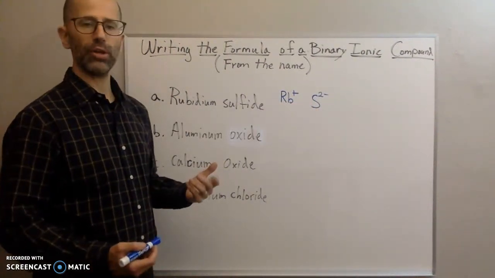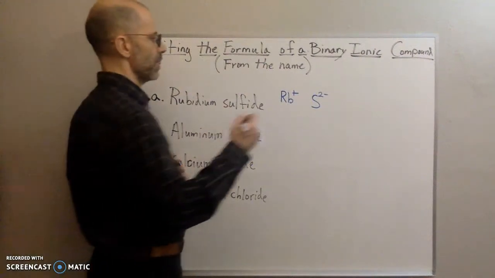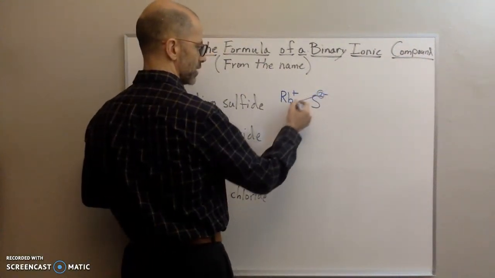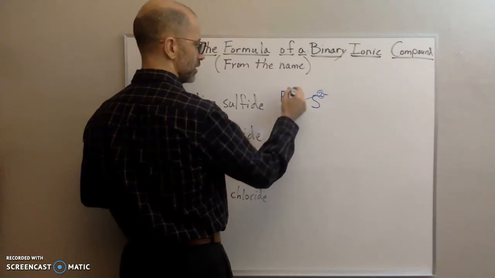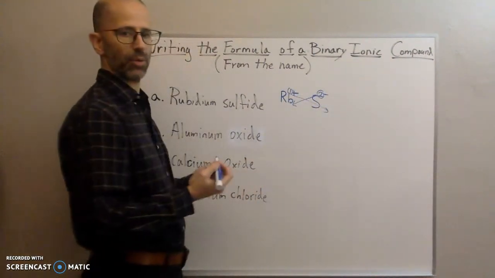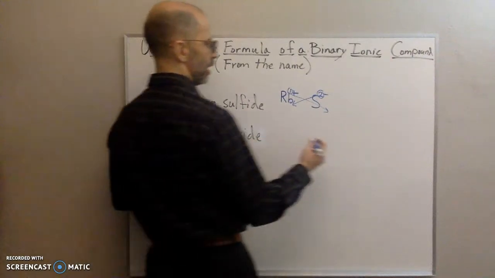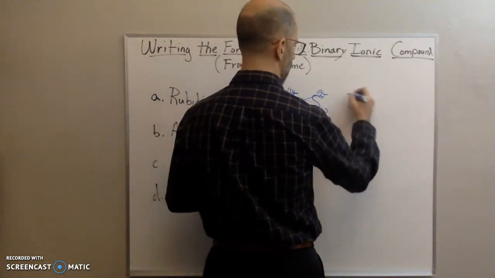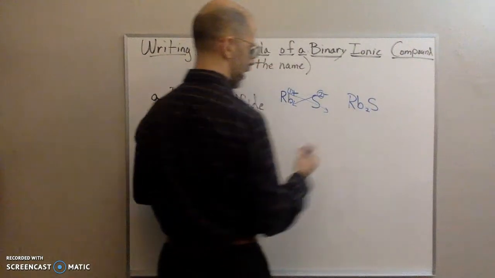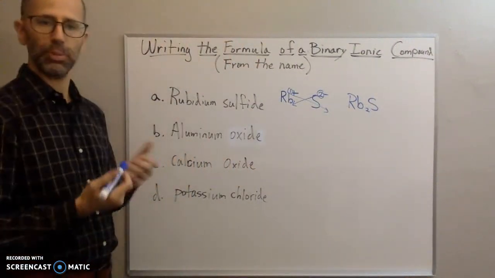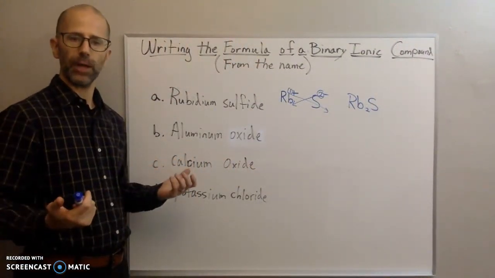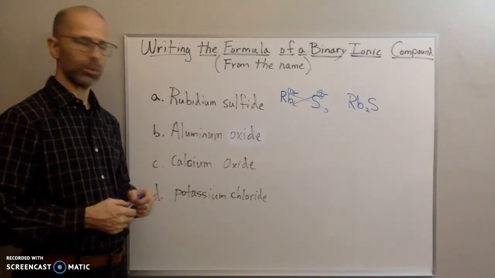Again, the other way you could do it is the crisscross method. You could take the 2 here, put it as a subscript down there, take the 1 there, put it down there. Again, we don't write the 1s. And so this is going to be Rb2S. That would be the formula for this substance. Pretty simple, right? Okay, let's do another one.